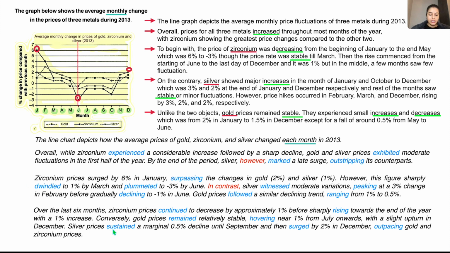And you can see that here we have used continued, remained, hovering, rising, surge, outpacing, sustained, dwindle. So we try to use a wide range of vocabulary here, and we also try to use a variety of sentence structures. Now you can see that the information we have given in our body paragraphs is reflecting the detailed information of the sentences that we have already written in our overview, right? Now you can compare this sample to this one.